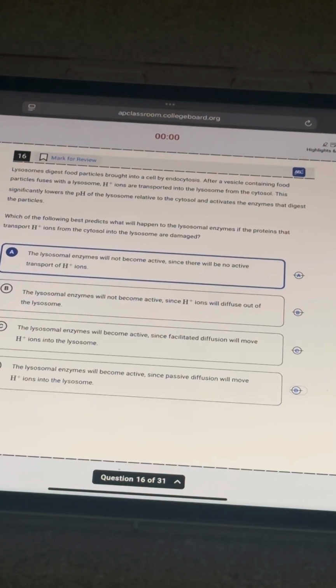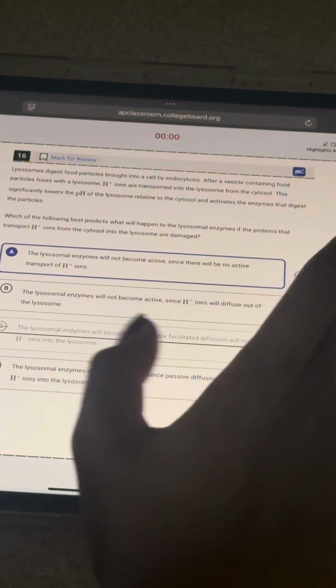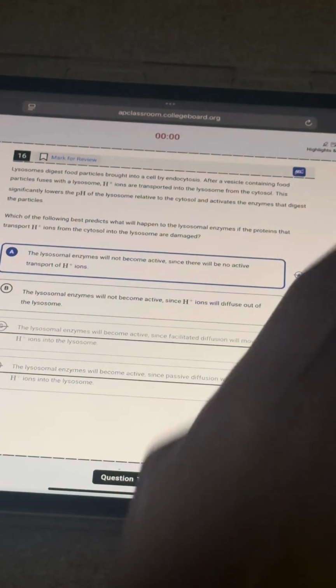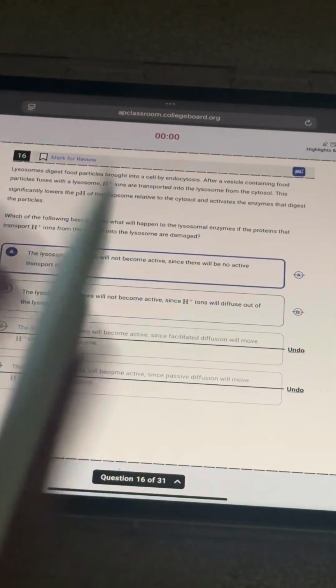If that's not available, then the lysosome won't be able to digest the particles. The lysosomal enzymes won't be able to digest them, which means that they will not become active. So you can already cross out any answer choices that state that the lysosomal enzymes would be active. Now we're left with two other answer choices. That makes it a little bit easier, especially on a timed test.